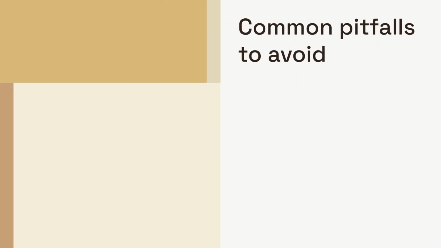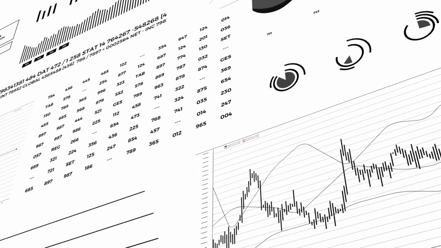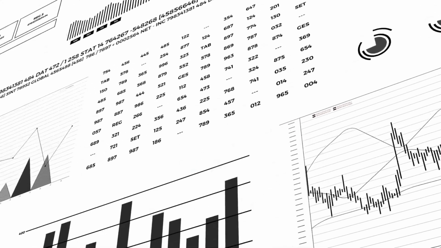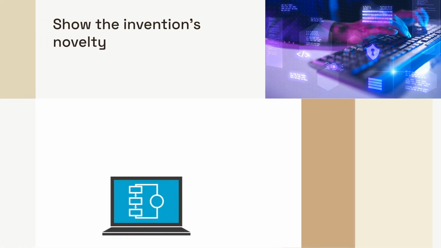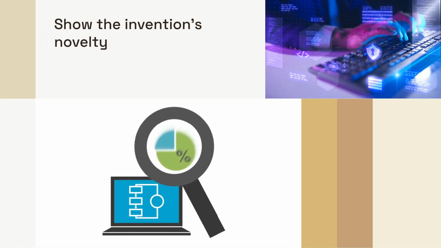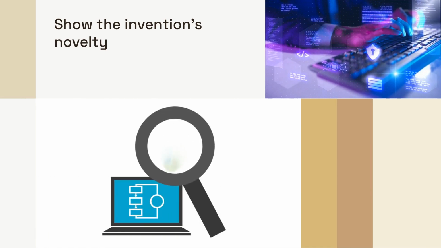Knowing what to avoid is as important as knowing what to do. Let's cover common pitfalls. Avoid being too high-level or too generic. Your flowchart needs to show the concrete steps that make your invention unique. A major pitfall is failing to show the novelty of the invention. Clearly highlight the unique aspects in your flowchart that distinguish your software.